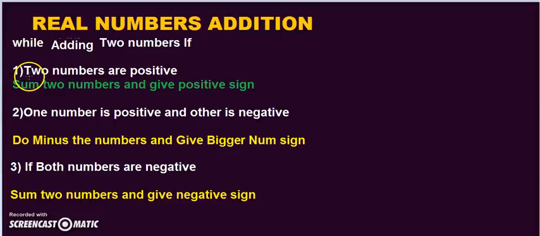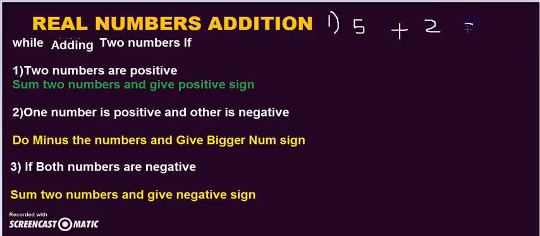The first case is two numbers are positive. When two numbers are positive, then sum the two numbers and give a positive sign. So for the first case, for example, if I am having 5 plus 2.